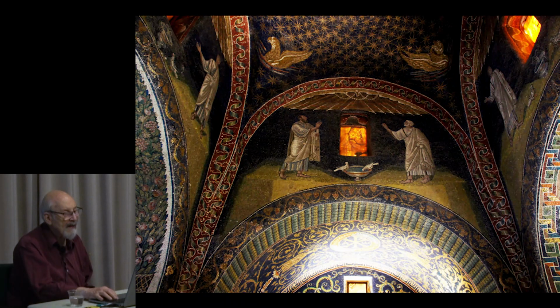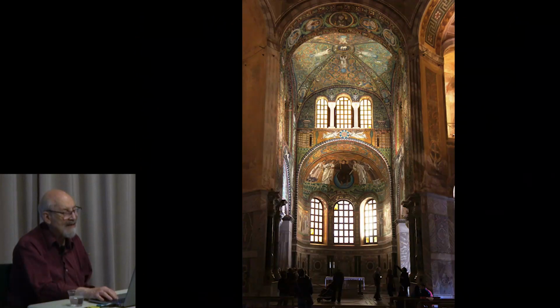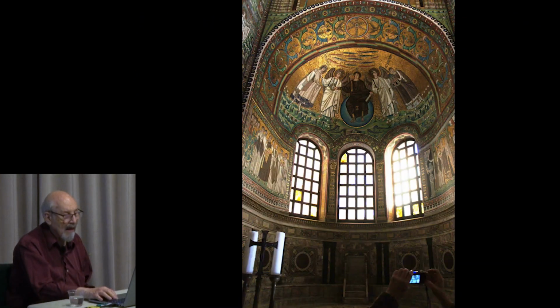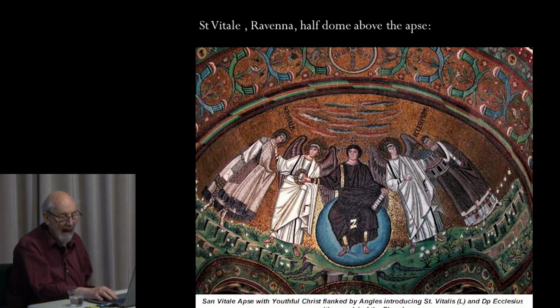And then up above, in the corners of the sort of dome-like structure, are a couple of angels. No, they're the four evangelists. Wait a minute. And then here in the half dome over the apse is Christ, a youthful Christ at the center, flanked by angels, and Saint Vitalis himself is here, and a bishop holding a model of the church on the right.